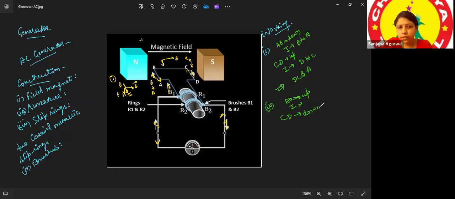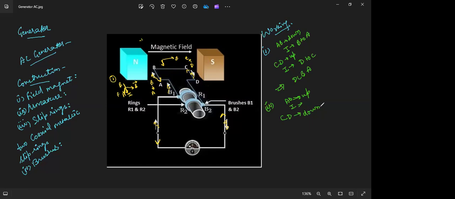As a result, the direction of induced current in each side of coil is reversed. Now further we can continue.